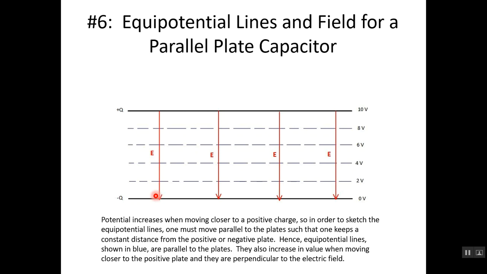Now the delta V is just how much the potential changes, which is measured in volts. It doesn't tell you actually what the voltage is at a certain point. It just tells you how much it changes from one point to the other.